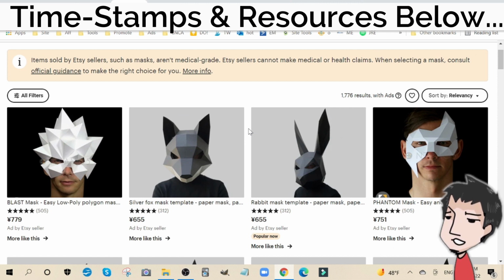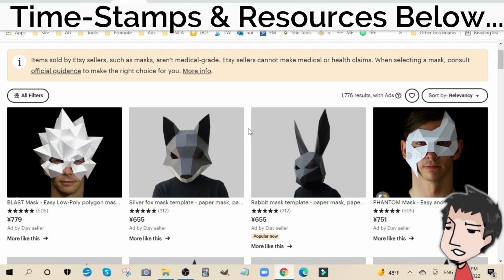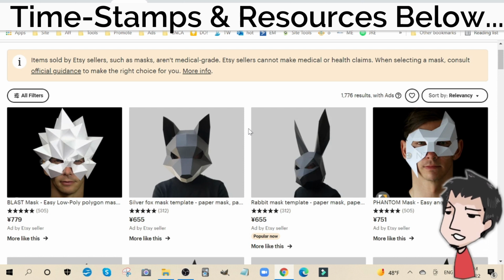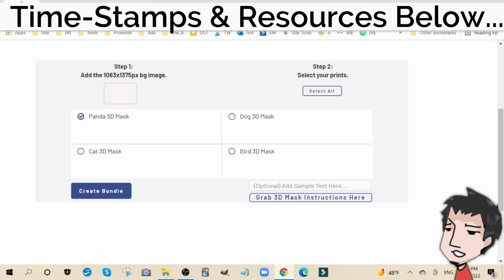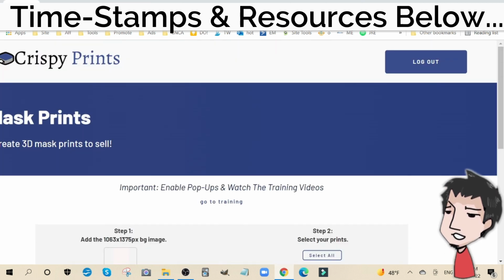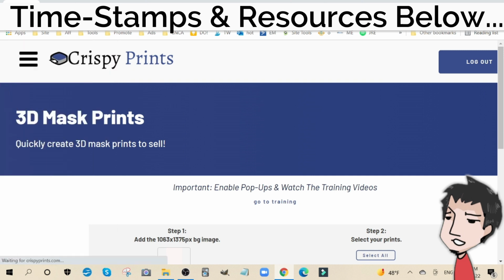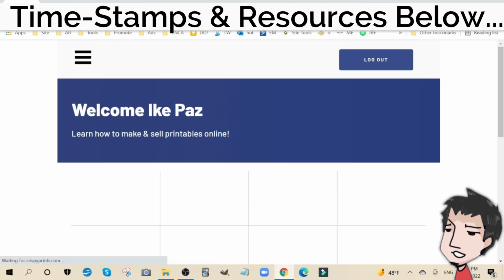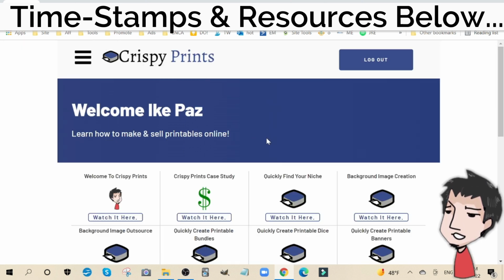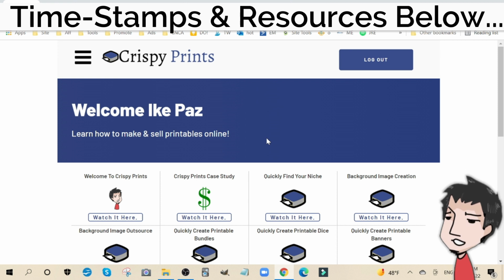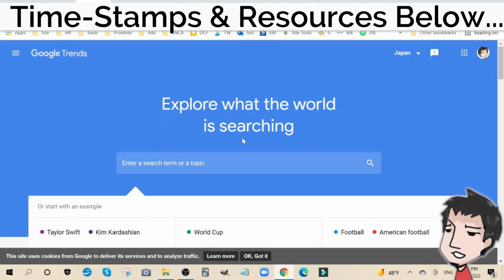Again, a lot of keyword diversity like I showed you. I recommend you sell this off of your own site so you can charge more. Again, I go through that within Crispy Prints in the training here. But that is all you need to do, right? Again, you don't need Crispy Prints to do this. You can do this on your own. I just gave you a ton of keywords. You can use Google Trends to play around with that.